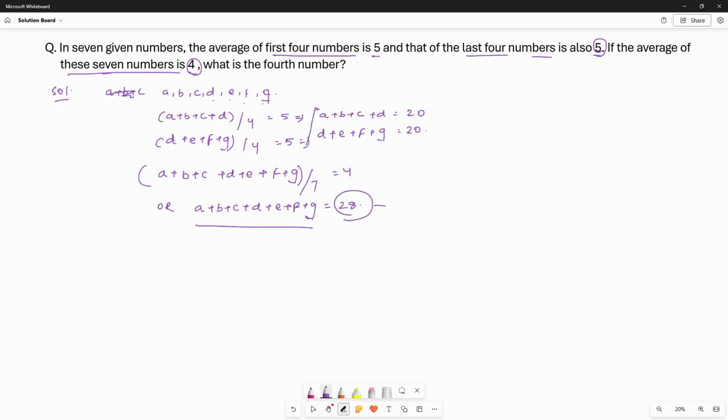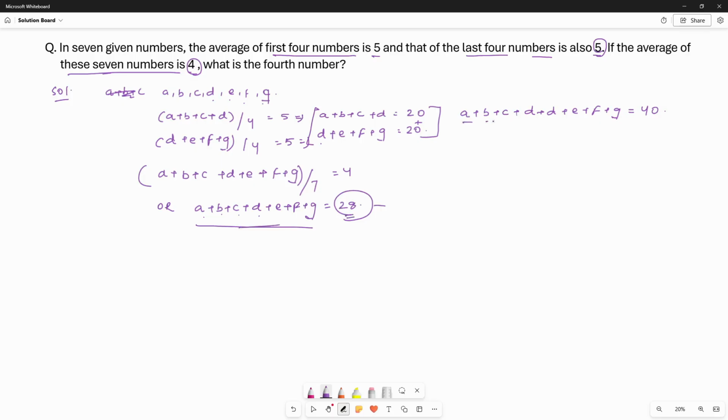Now we will add these two equations. From here we can get A plus B plus C plus D, and then again one more D plus E plus F plus G. This is 40. Okay, 20 plus 20. And from here we get A, B, C, D, E, F, G, that sum is equal to 28.